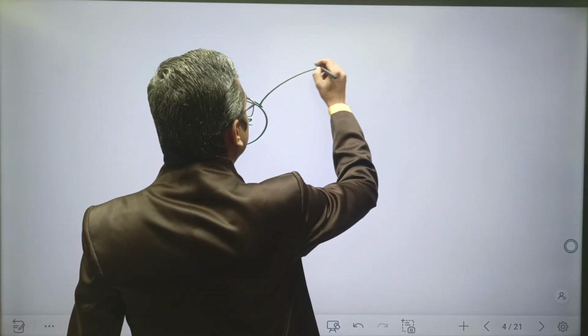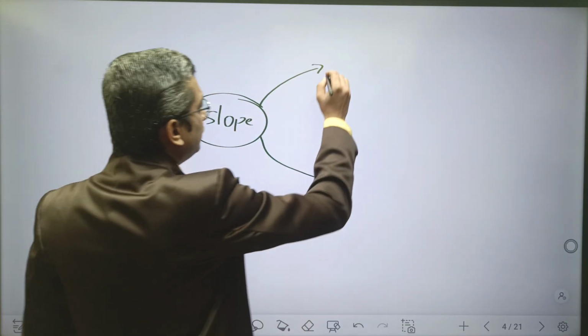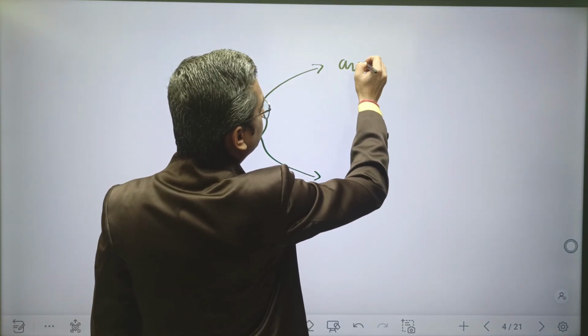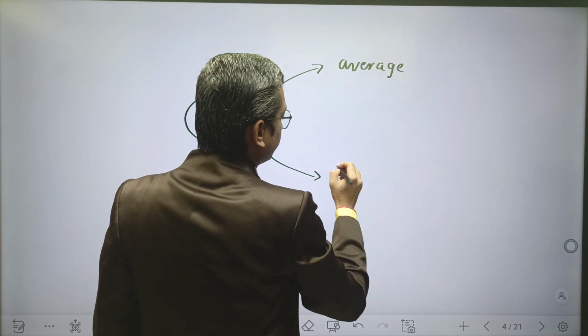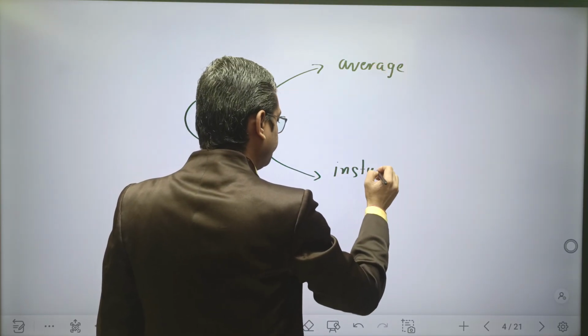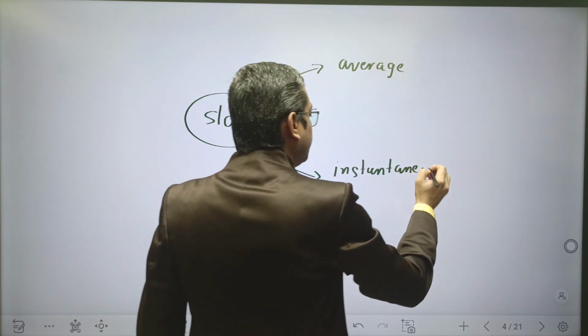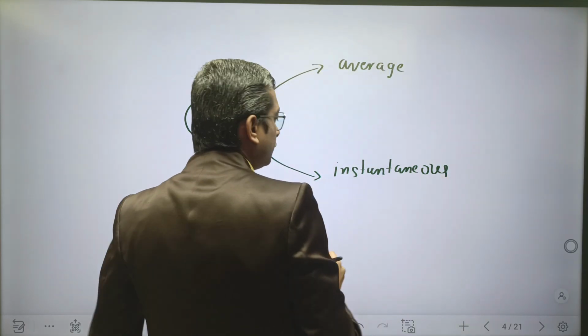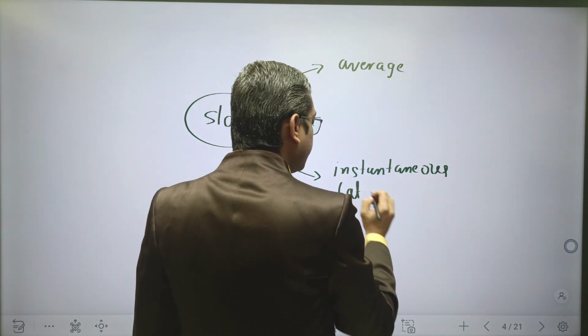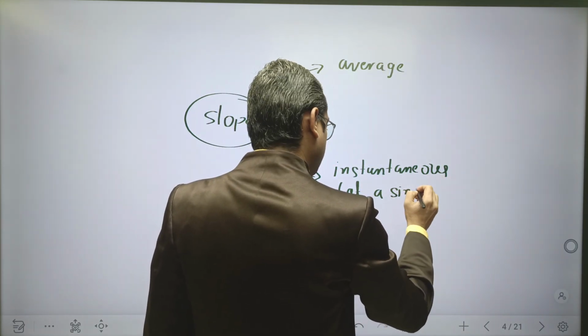So we will see step by step. Similarly, slope is defined in two ways. The first is average slope and the second is instantaneous slope. So what is instantaneous slope? That is when the slope is defined at a single point.